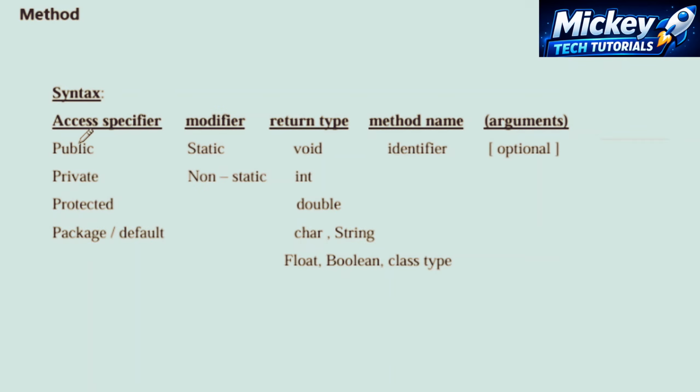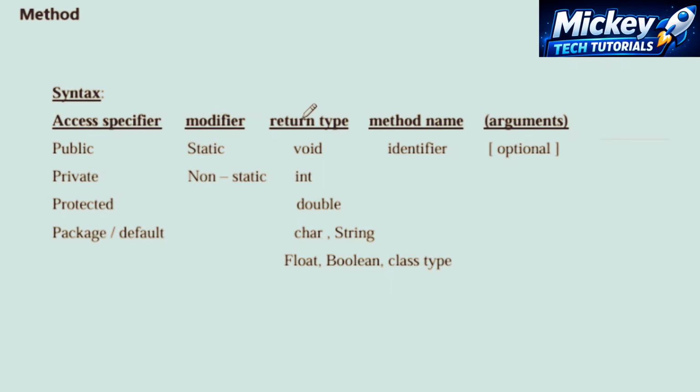Here, public is nothing but the access specifier. In access specifiers we have four types: public, private, protected and default. Without using public, private or protected, it is the default access specifier. And modifiers we have two types: static and non-static. If you use the static keyword, it's static. Without the static keyword, it's a non-static modifier.